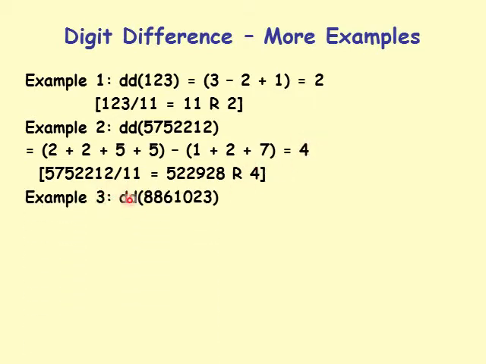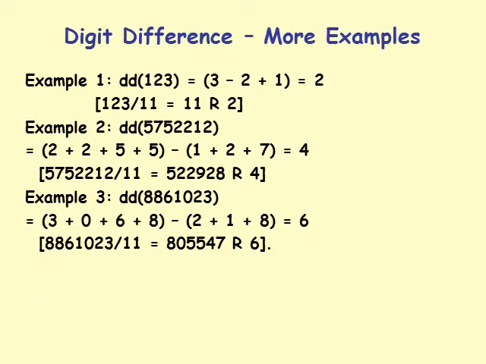Another example, number 3. Digit difference of 8861023, which is equal to 3 plus 0 plus 6 plus 8. 3 plus 6 is 9, plus 8 is 17, minus 2 plus 1 is 3, and 8 is 11. So it's 17 minus 11, which is 6. And it still matches: 8861023 divided by 11 is 805547, remainder 6. Remainder 6 still verifies and matches.